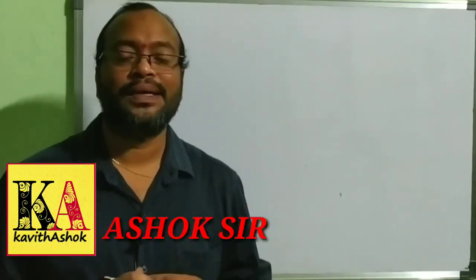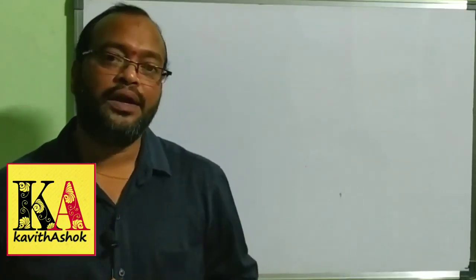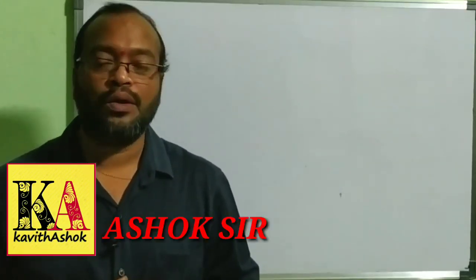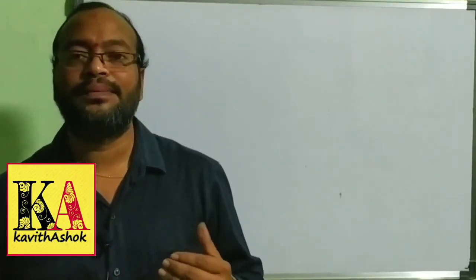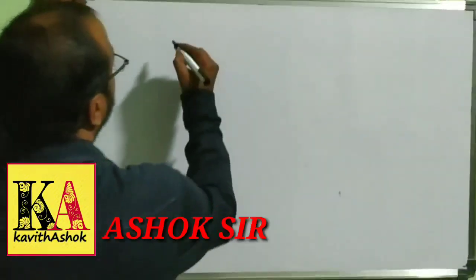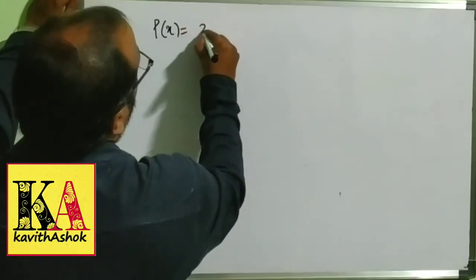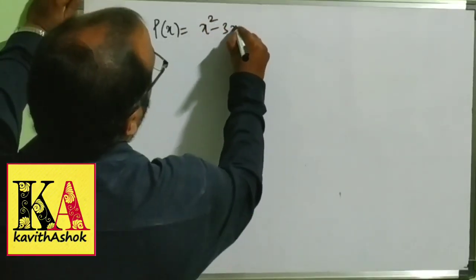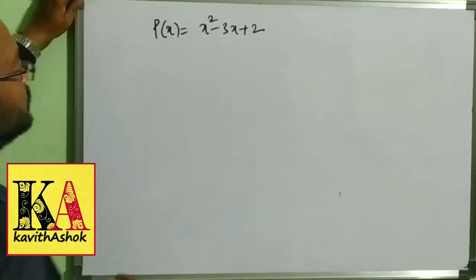In the 9th class mathematics, we discussed some of the topics. Now we are continuing with zeros of the polynomial. What is meant by the zeros of the polynomial? Now we will discuss. Look here. Suppose one polynomial is there, p of x is equal to x square minus 3x plus 2.